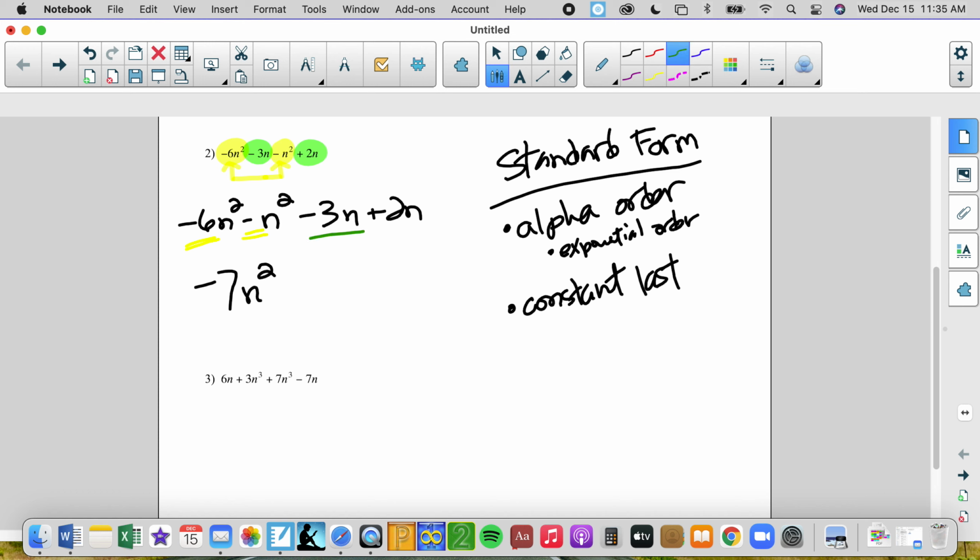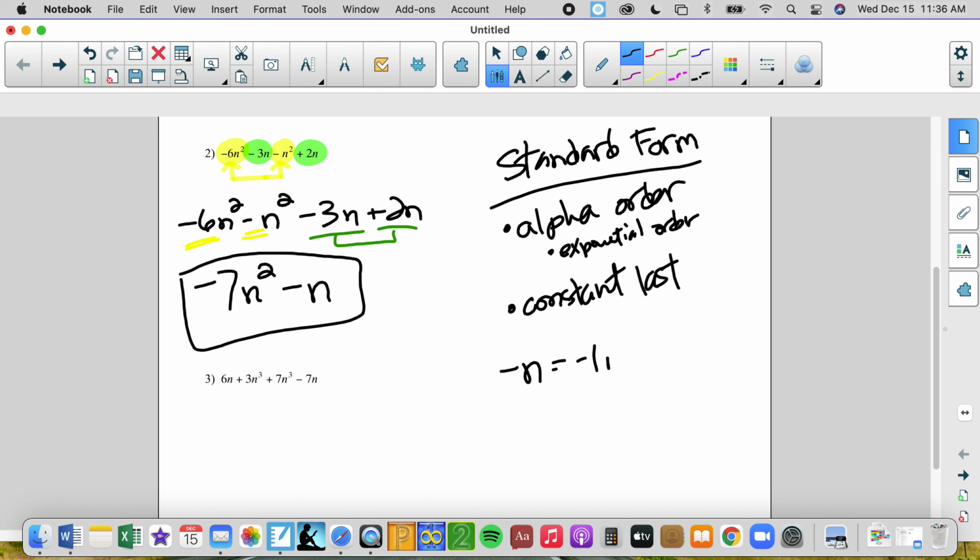Notice the variable and the exponent come together. You're not adding the exponents, we're just keeping them. We have -6 of these n squares, and we have -1 of these other n squares. And so if you have -6 and -1, that makes -7n squares. The other like terms are going to be, coefficients are -3 and +2, which gives me a -n. Notice again, I did not write -1. -n is equal to -1n. We would never write -1n. We would always write it as -n.